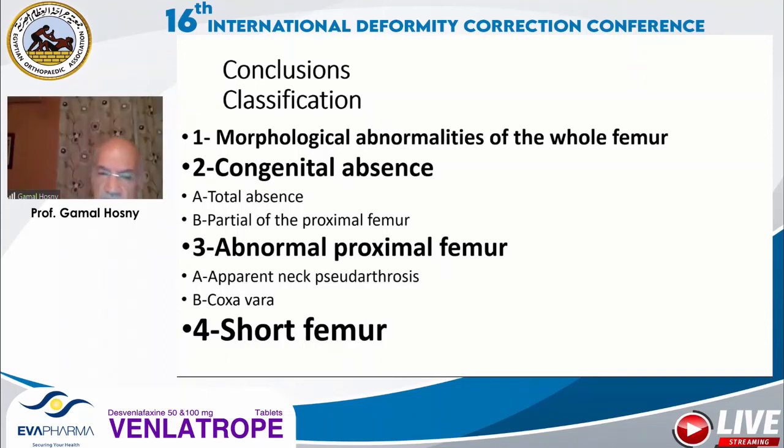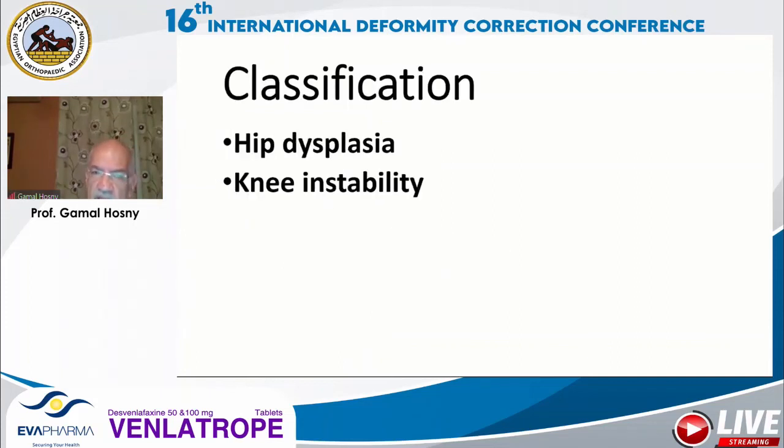Abnormal proximal femur, you have an apparent neck pseudoarthrosis, which is usually a valid candidate for distraction osteogenesis. Then you do pelvic support or lengthening. Coxa vara, you can correct the deformity and do lengthening. Short femur, you just do lengthening. For hip dysplasia and knee instability, you have to judge each case by itself. There is no rule at all. Thank you.